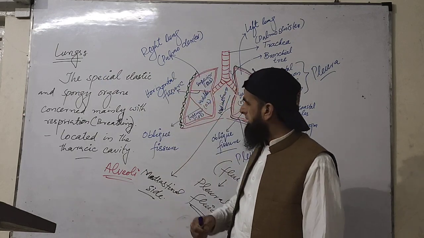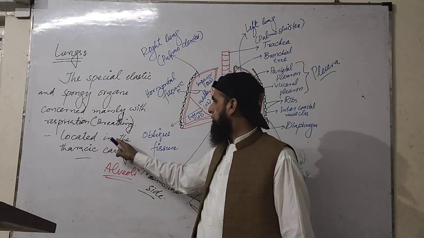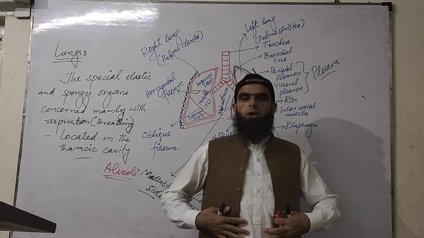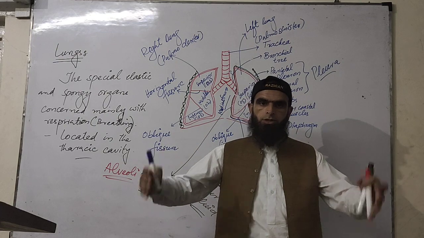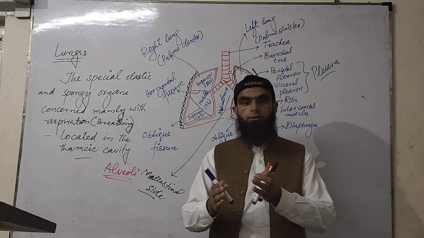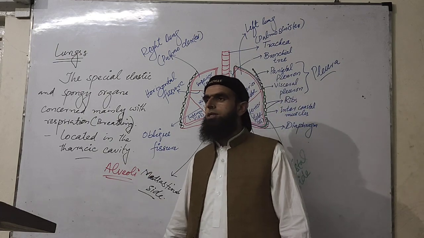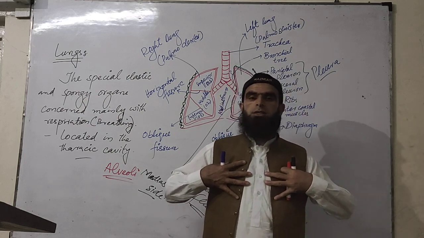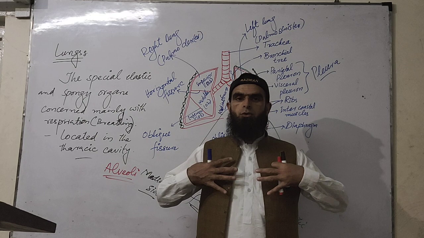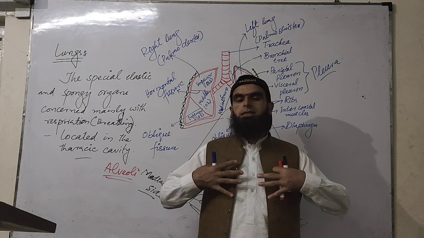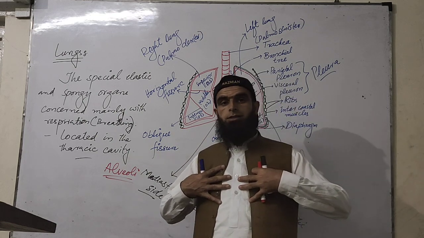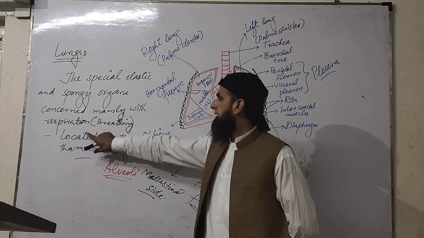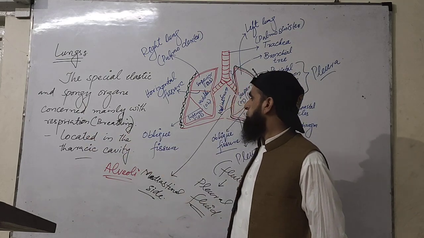About the location of the lungs: the lungs are located in the thoracic cavity, the chest cavity. The coelom, or body cavity, has been further divided into different parts. That part of the coelom or body cavity where the lungs are present is called the chest cavity or the thoracic cavity. So the lungs are located in the thoracic cavity.